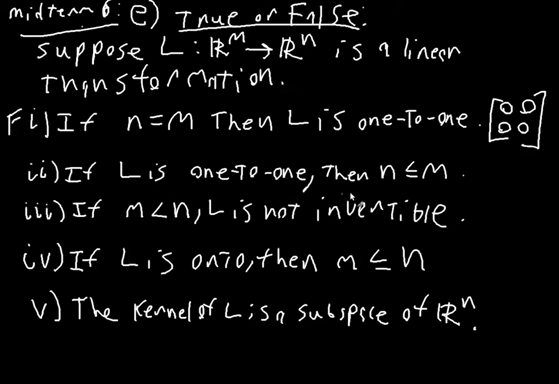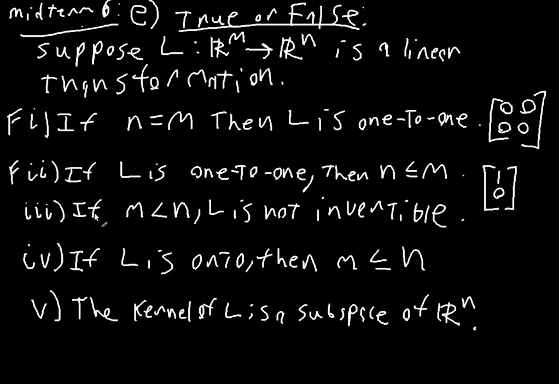Next: if L is 1-to-1, then n is less than or equal to m. In the matrix associated to L, n is the number of rows and m is the number of columns. So we're asking: is it possible to have more rows than columns and still have L be 1-to-1? Well, yeah. Let me give you an example. Here is a matrix with more rows than columns, and it's 1-to-1 because its rank is equal to its number of columns. So this one is also false.